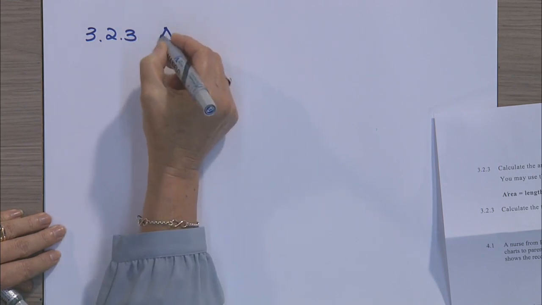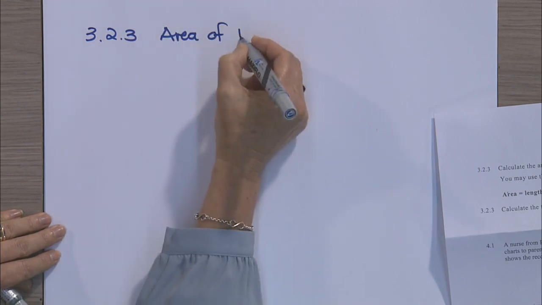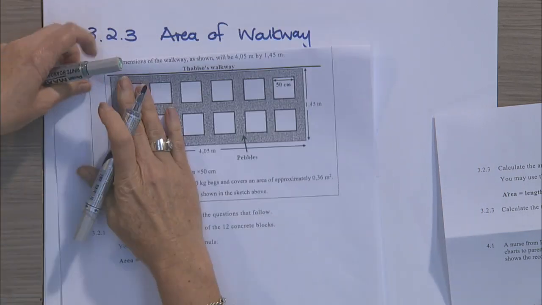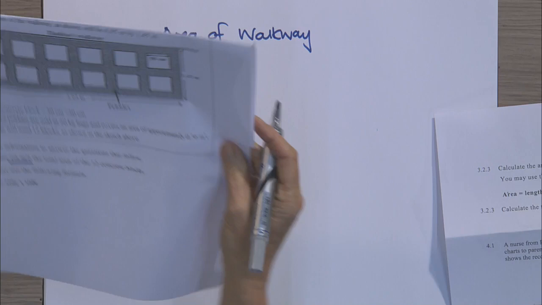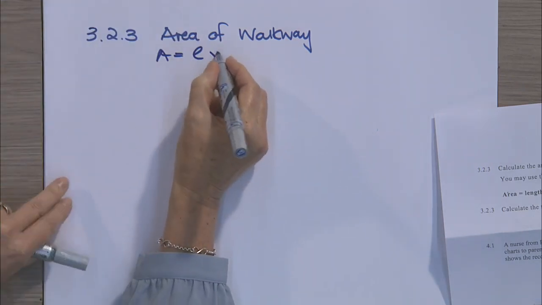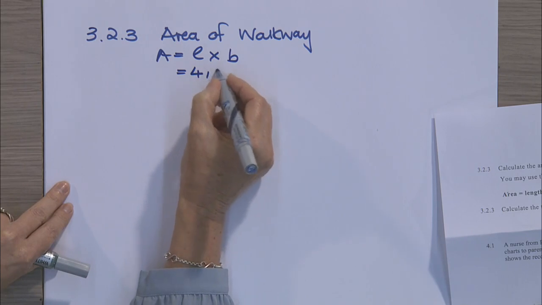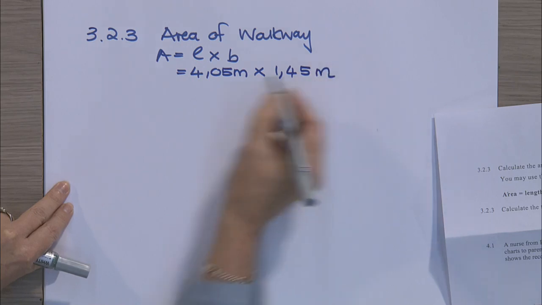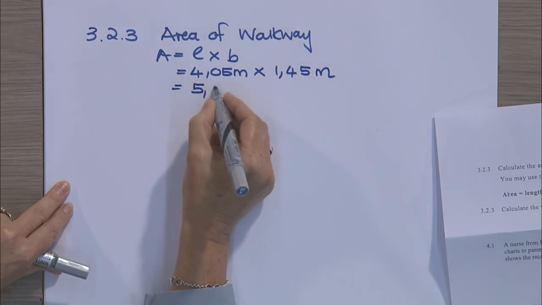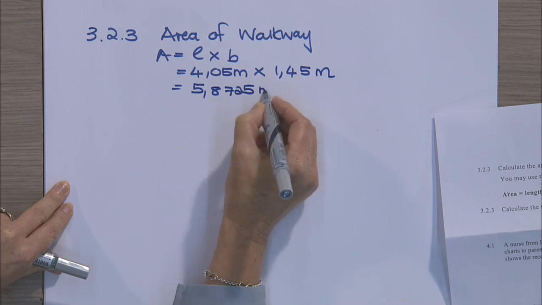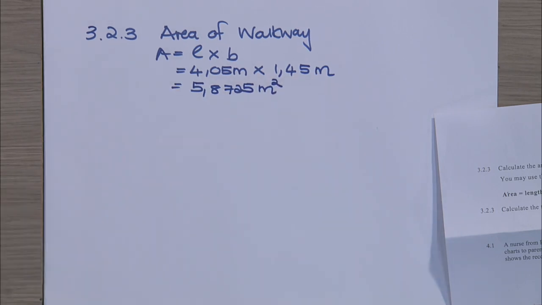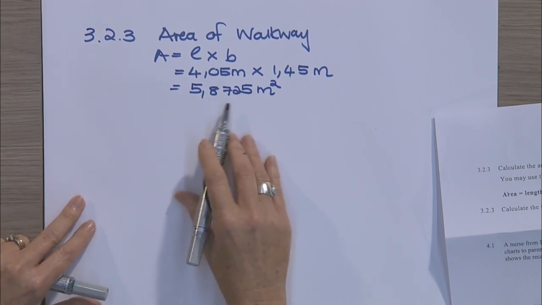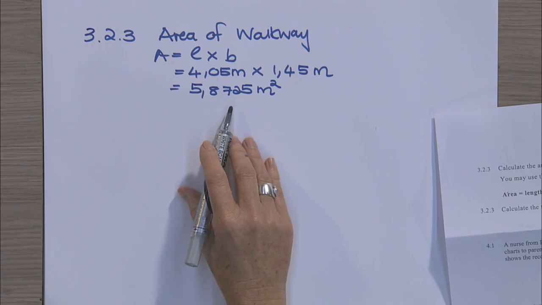So we are going to start with, to work out 3.2.3, the area of the walkway. So that will be the total area of everything. So that will be length times breadth, which will be 4.05 meters multiplied by 1.45 meters. And then the answer is 5.8725 meters squared. I'm not going to round this yet because it's not the end of the question. Let's just do rounding at final answers.